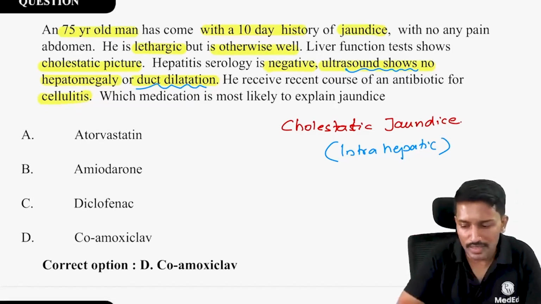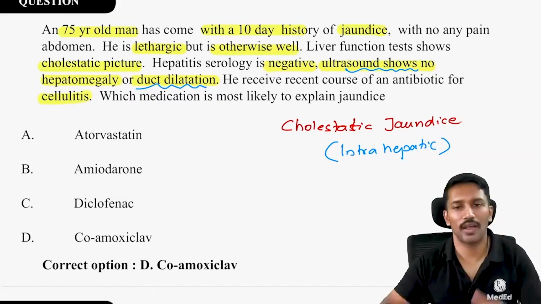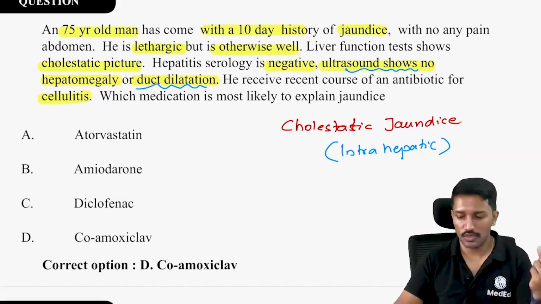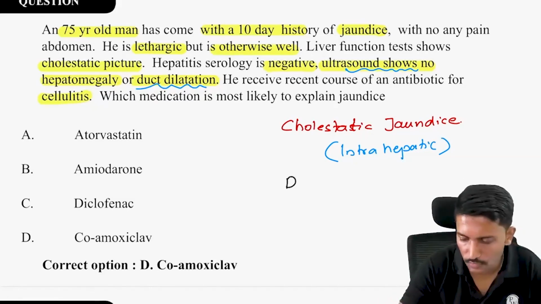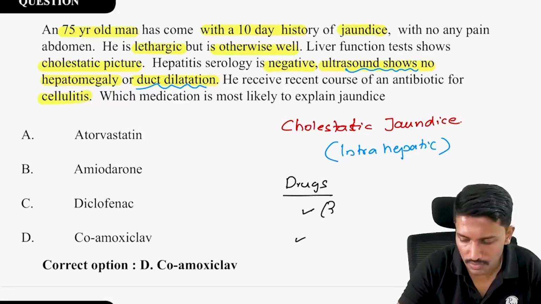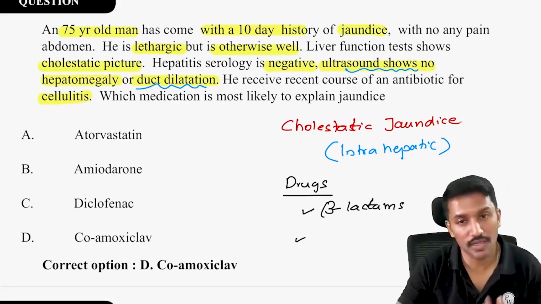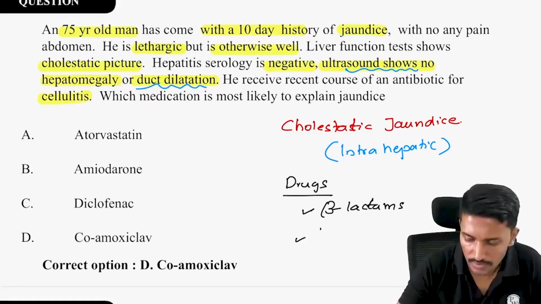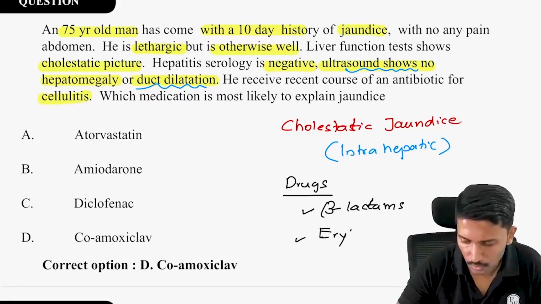Now, for the intrahepatic cholestatic picture, you can have that in viral hepatitis. You can have that as drug-induced. And when it comes to drugs as causes for cholestatic jaundice, I want you to remember mainly two classes of drugs. The first one is beta-lactams. And the second one, which used to be an important examiner's hot topic during our times, that is your erythromycin.